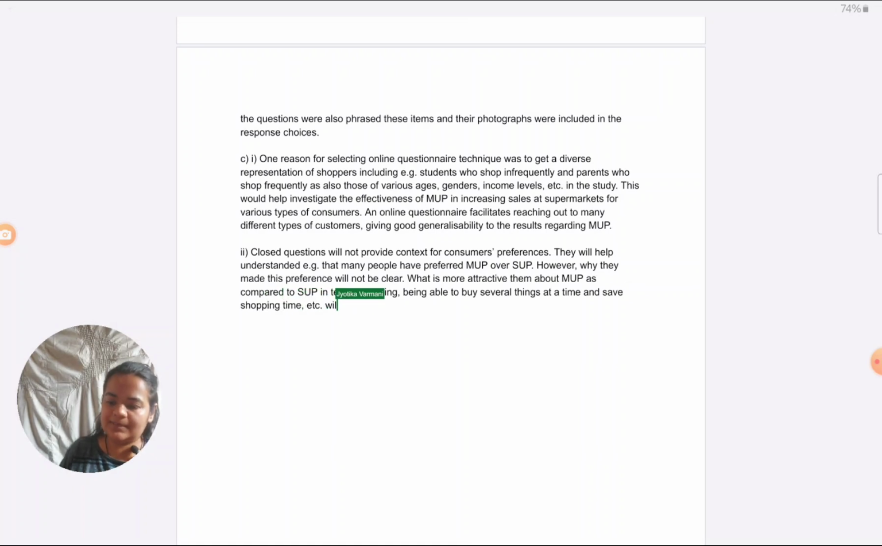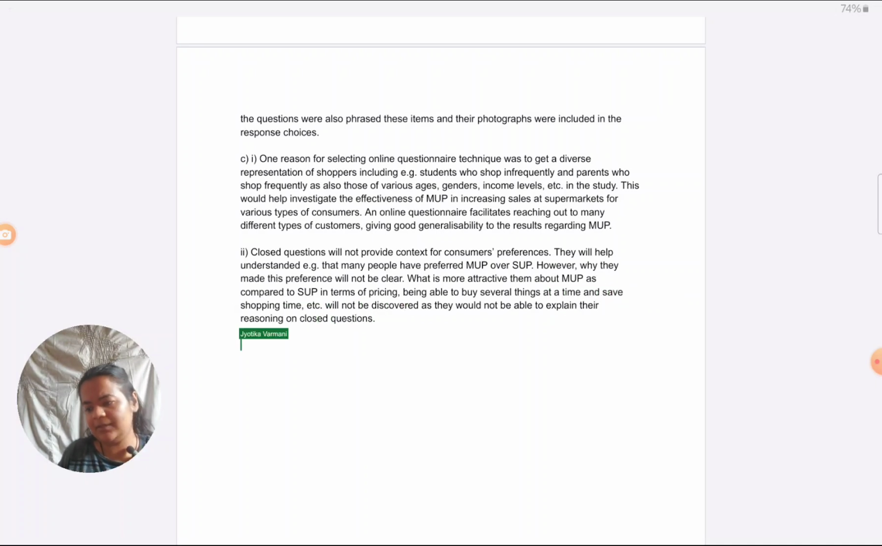Will not be discovered, as they would not be able to explain their reasoning on closed questions. Finally, they have asked, explain one reason for your choice of descriptive statistics.